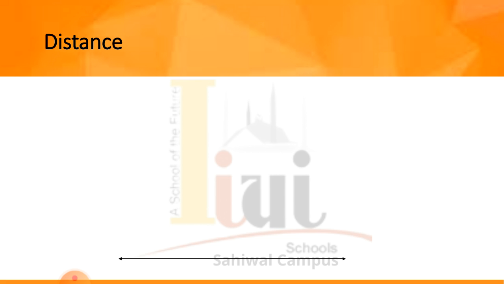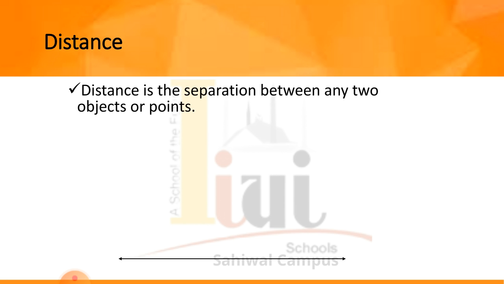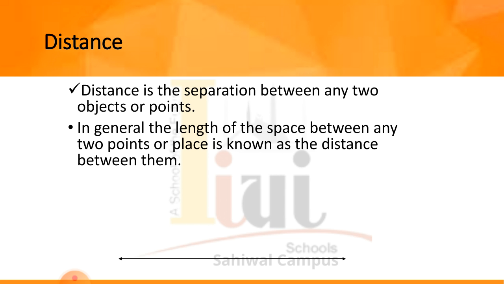Students, first we will discuss the distance. Distance is the separation between any two objects or points. So basically, if we take the example of our home and school, home as point A and the school as point B, the length of the space between your home and school is called the distance between the points. In general, the length of the space between any two points or places is known as the distance between them.